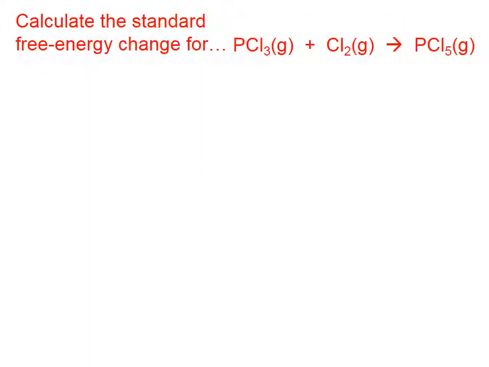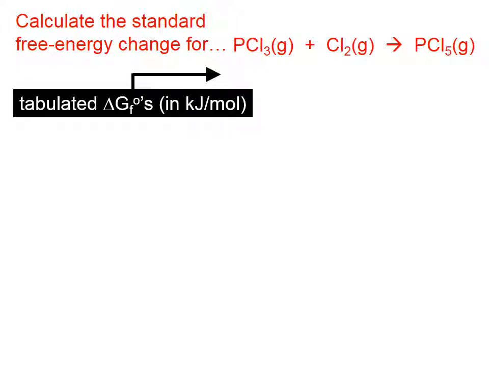Let's calculate the standard free energy change for this reaction. We're going to need our delta GF naught values, most of which we're going to have to look up. But let's think before we do that, are there any of them that are 0? And that would be yes, because Cl2 is the standard state of the element chlorine. The other two values we're going to have to look up. We can do that, no problem.